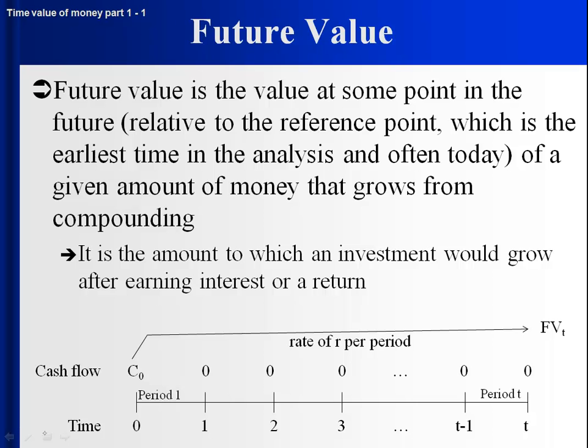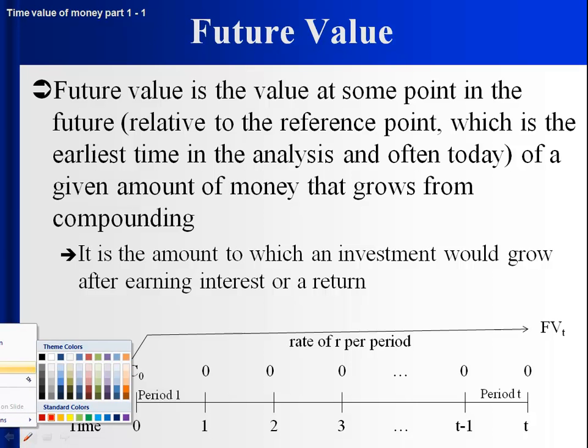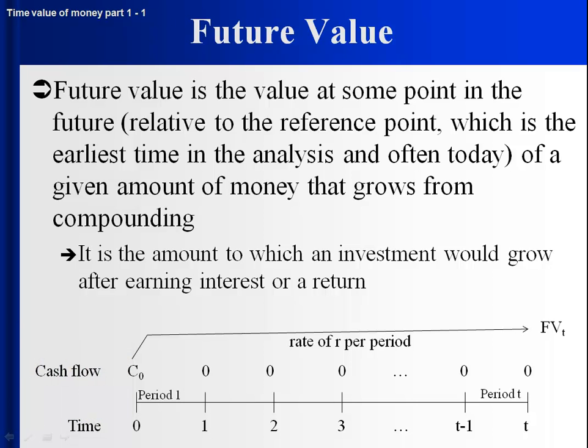Future value, as it says here, is just the value at some future point in time relative to the reference point. So here we have time 0, which is our reference point, and here we have time t, which is this point in the future. And we have a given amount of money today, which we're calling C0 here, and its future value is basically how much it'll be as a result of growing from compounding. So you've got this money here, and it compounds for 1, 2, 3, all the way out here for t periods. If you had this, how much would you have out here?